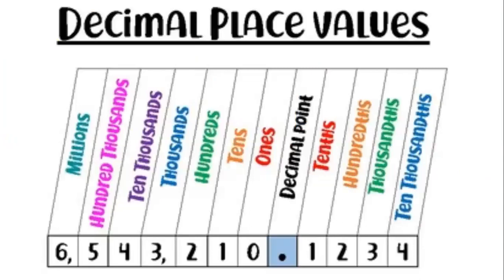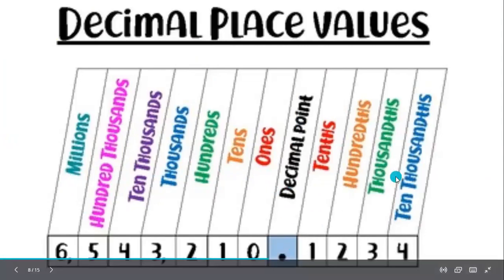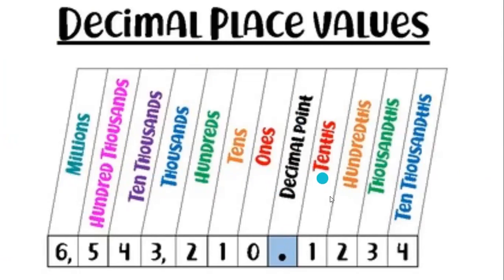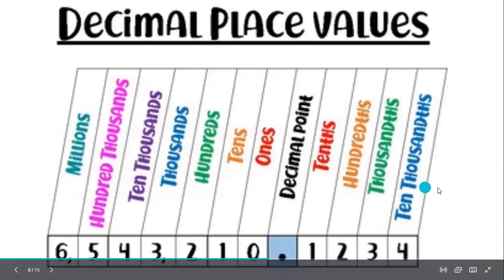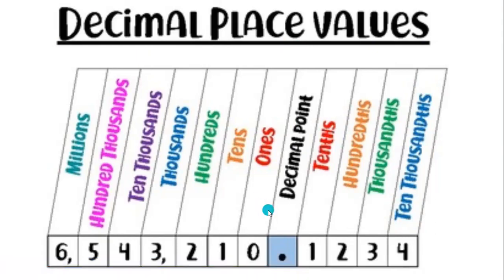So now we learn decimal place values. Normal whole number place values start from ones, tens, hundreds, thousands, 10,000, 100,000 and millions. And after the decimal point, the places are tenths, hundredths, thousandths, ten-thousandths. The next will be hundred-thousandths. So this is the place value table for decimals.